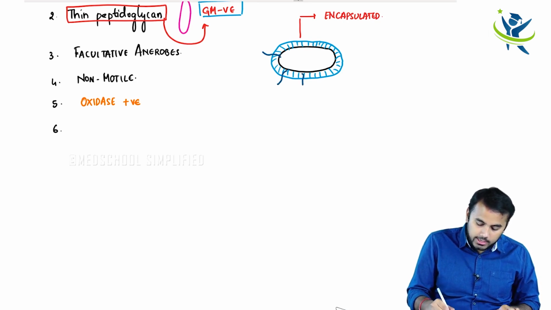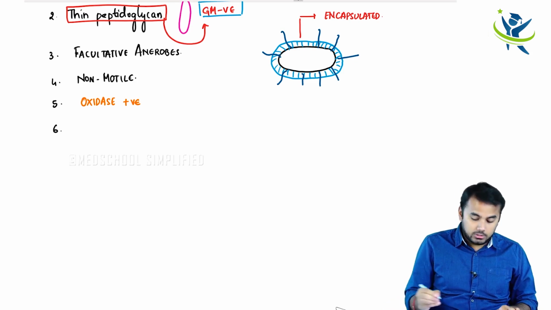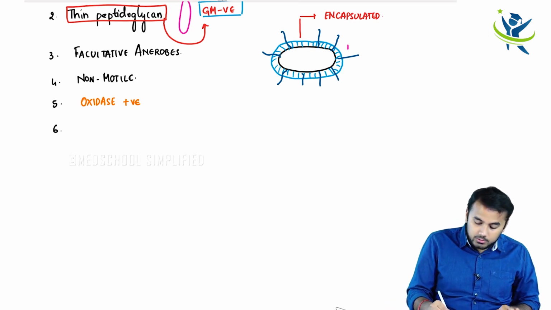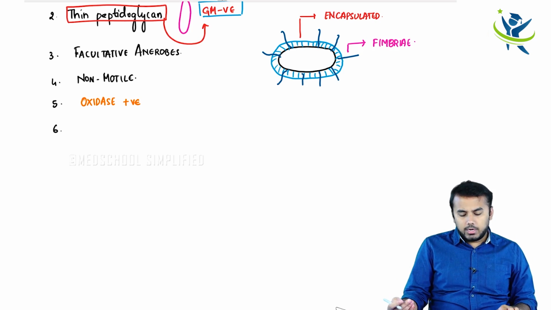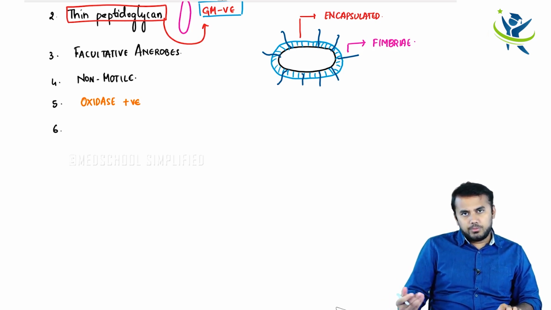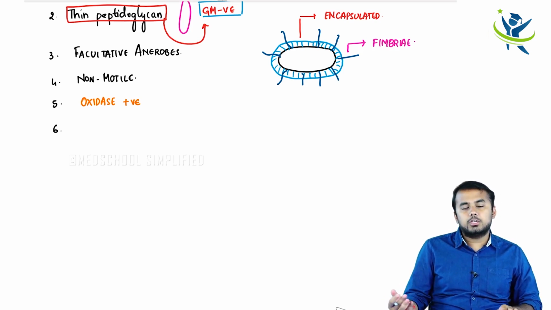The second important thing is that from this capsule you have some things coming out like this, some projections. What are these projections called? Yes, these projections are called fimbriae. I will explain later what is important about fimbriae. I hope all of you know from the introduction to bacteriology. I have explained the function of fimbriae, and the functions of cilia, flagella, pili and so on.